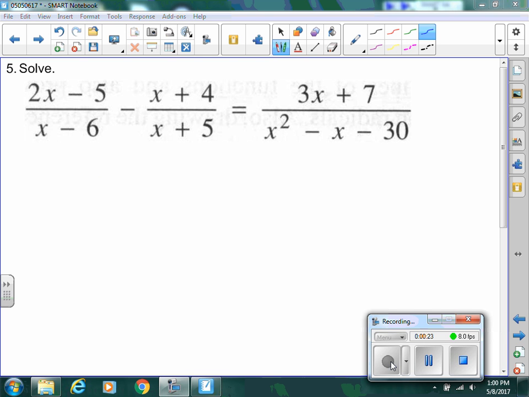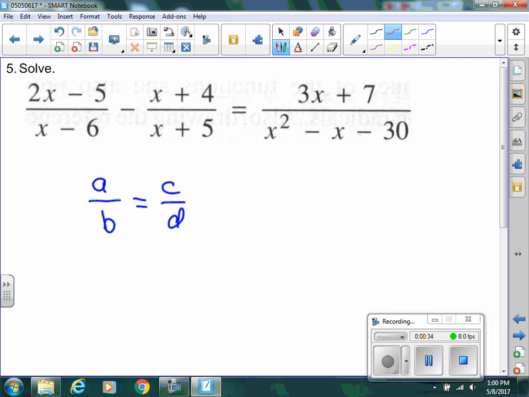If I had something like this, A over B is equal to C over D, and I wanted to get rid of all the denominators, I could say I'm going to multiply by BD on both sides, and then B would cancel, and I'd have A times D. A times D is equal to, the D's would cancel, and I have BC. Okay?